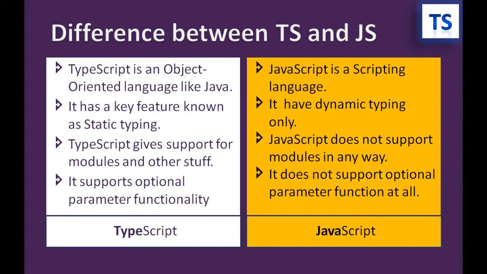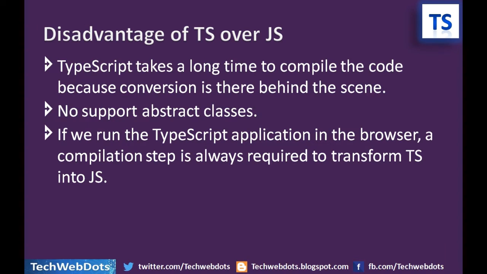The output will be name and employee ID with Sam and 701. Now the difference between TypeScript and JavaScript. I am just making a few points. At the end we can say TypeScript is an object-oriented language like Java or C#, and JavaScript is a scripting language. TypeScript has a key feature known as static typing, which we have already discussed, and JavaScript has dynamic typing, meaning it calculates everything at runtime. TypeScript gives support for modules and other features, but JavaScript does not support modules in any way. TypeScript supports optional parameter functionality; JavaScript does not.